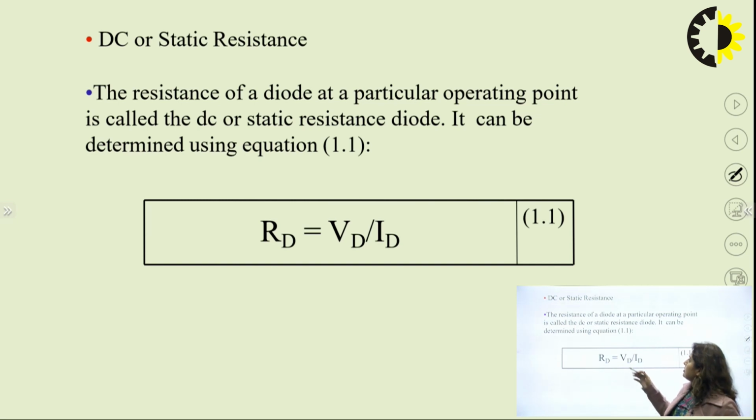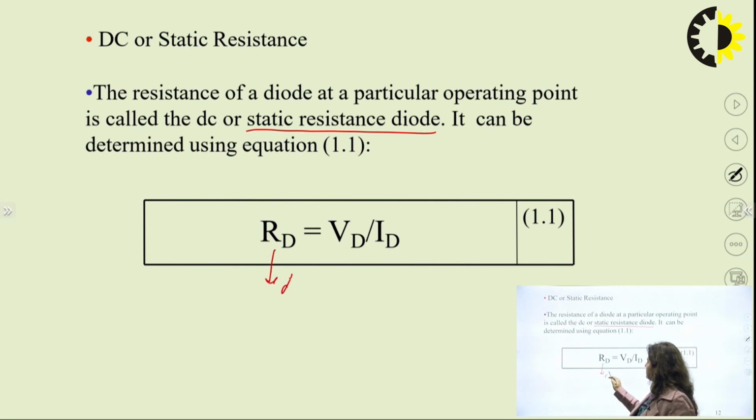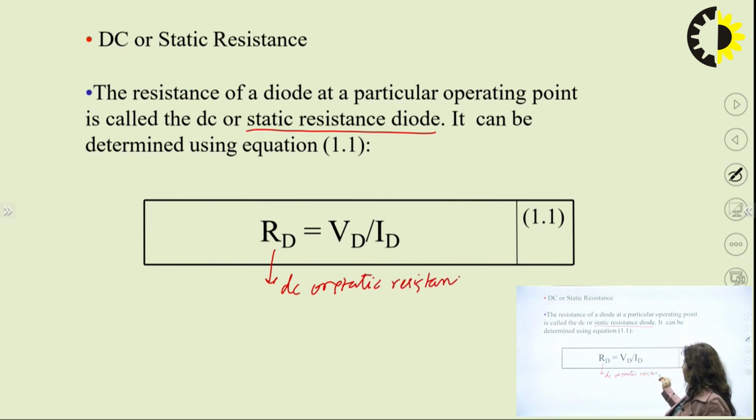The resistance of a diode at a particular operating point is called the DC or static resistance of the diode, and it can be determined using this equation. Normally V is equal to IR, or R is equal to V by I. So this is the simple resistance value, which is the DC or static resistance, which is VD by ID, or the slope. You can find out the slope for the particular resistance.